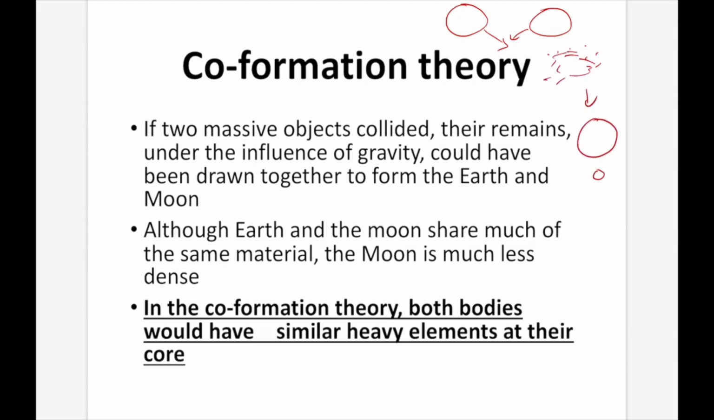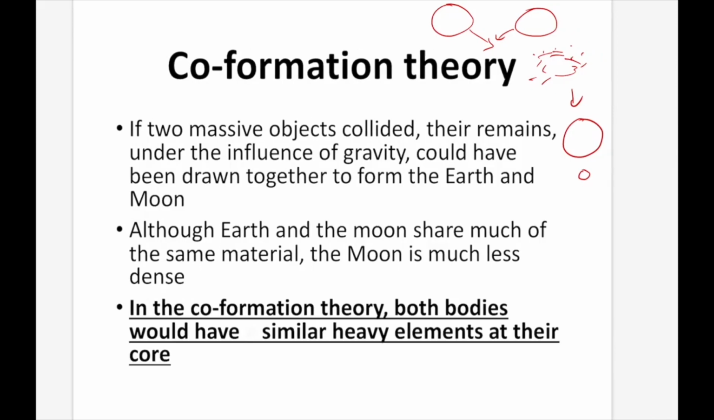In the co-formation theory, both bodies should have a similar heavy element composition in their core. This is not the case. So since their cores are not that similar, this is one argument against the co-formation theory.